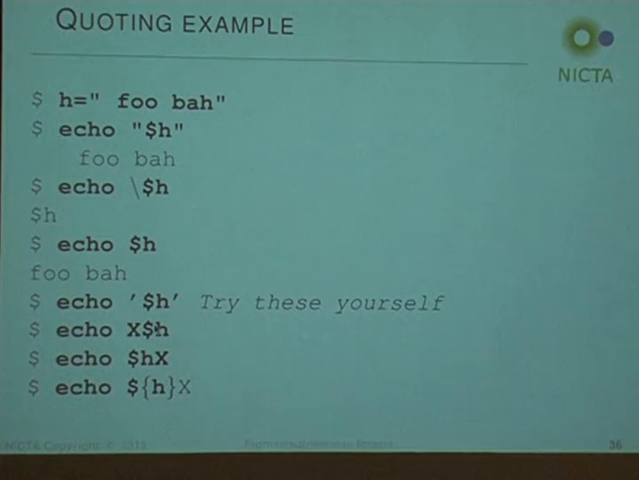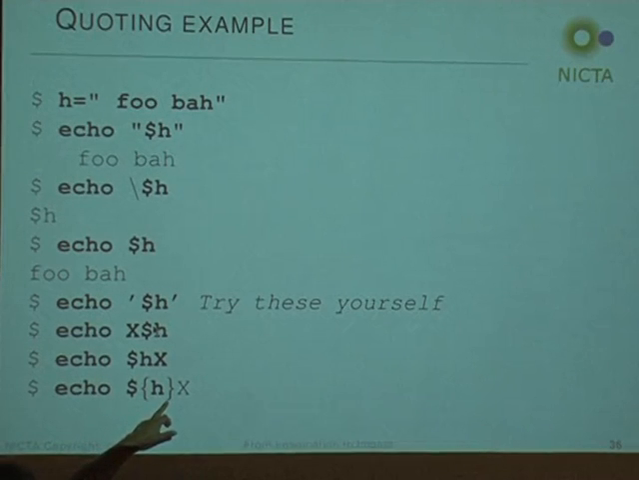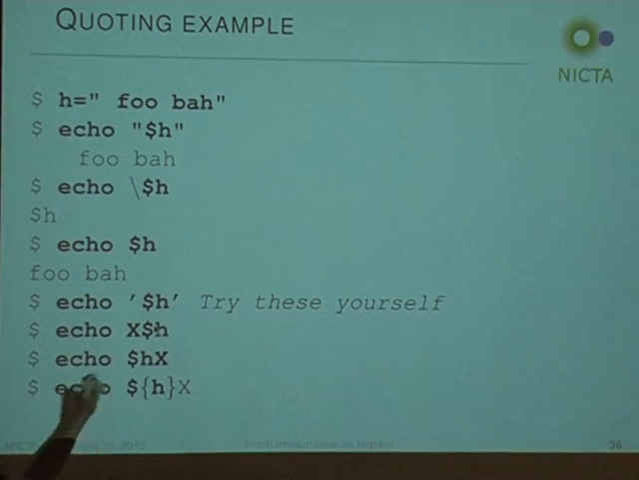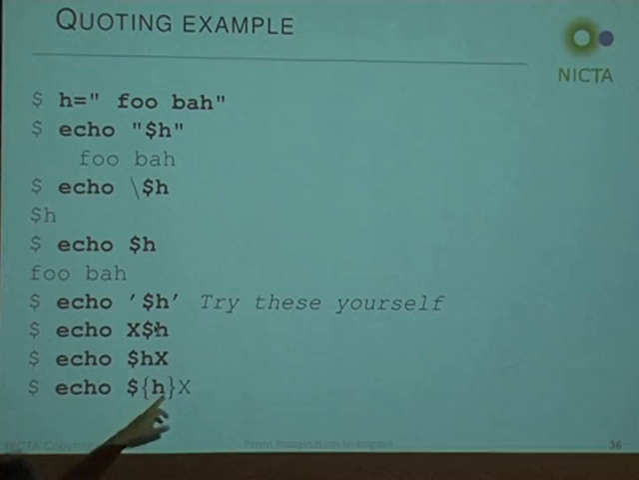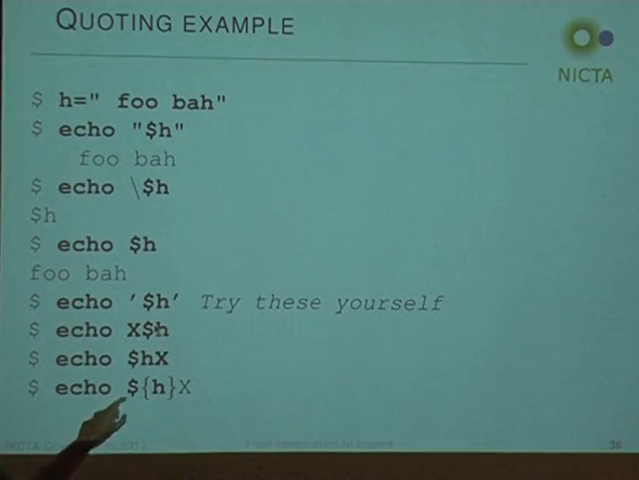I said before you could delimit variable names with braces. So if you want to make foo bar X instead of just foo bar, you can't do that, because that becomes a new variable named $hx, which doesn't exist. So you don't get anything out. Whereas here, $h is expanded and echo sees foo bar X and prints it out properly.